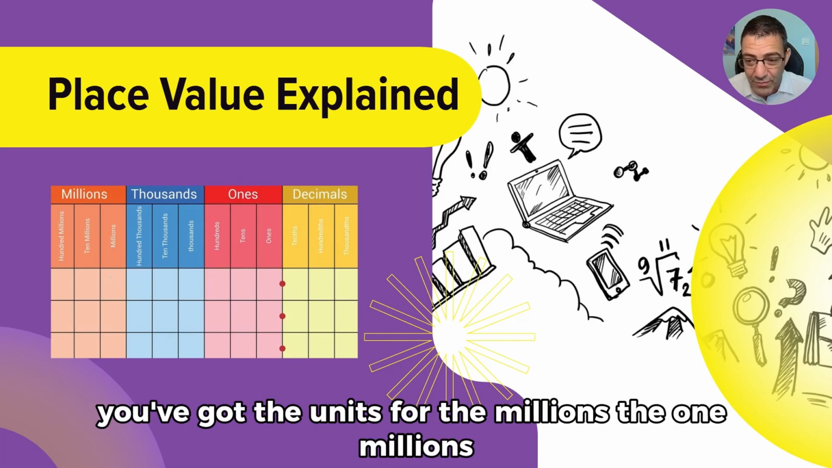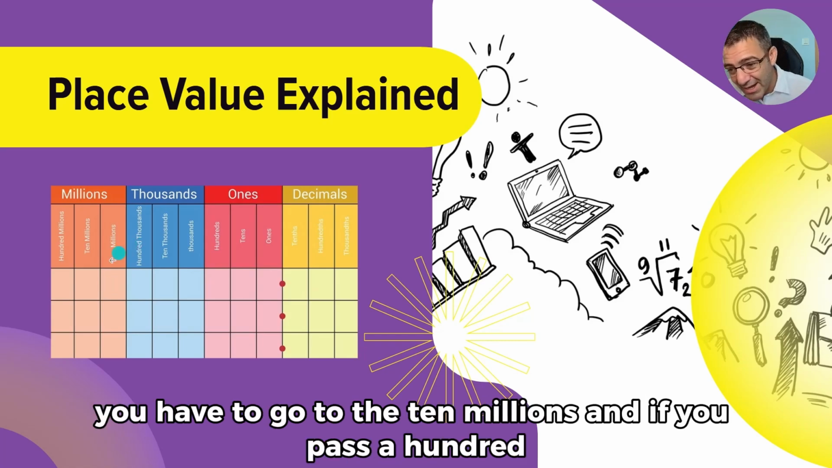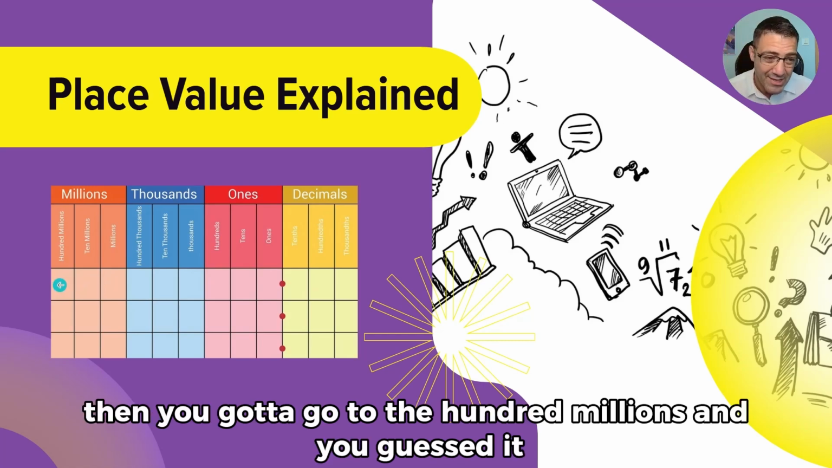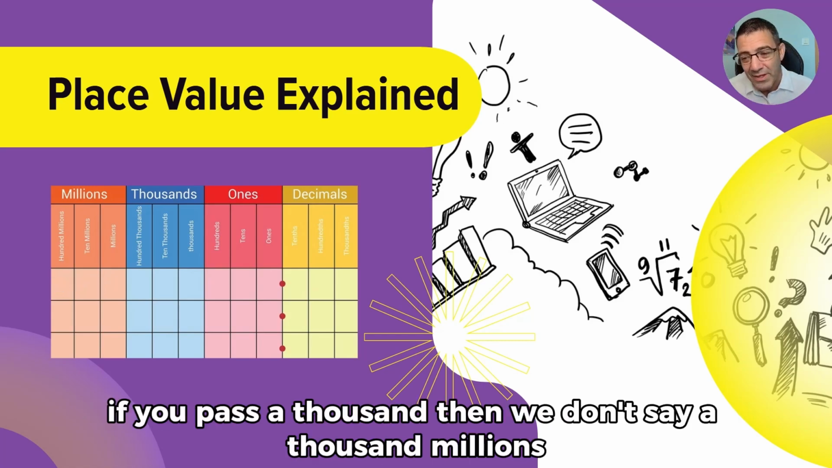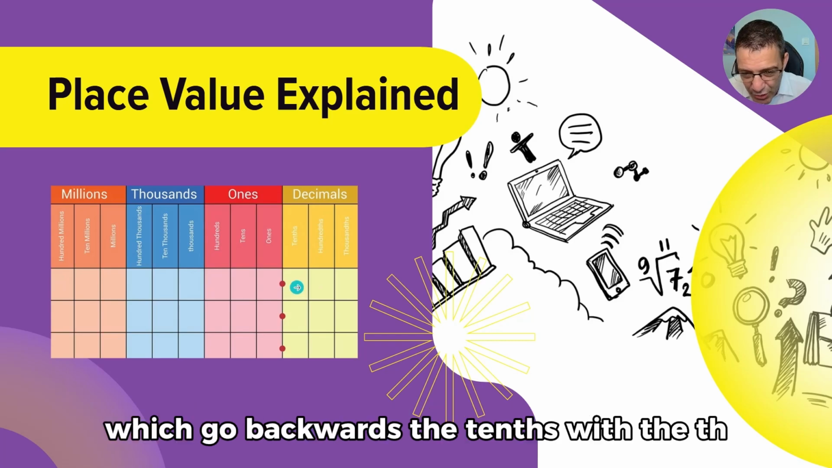You've got the units for the millions, the 1 millions, the 5 millions, the 6 millions. And if you pass 10, you have to go to the 10 millions. And if you pass 100, then you got to go to the 100 millions. And you guessed it. If you pass 1,000, then we don't say 1,000 millions. We say a billion. And then you have your decimals here, which go backwards.